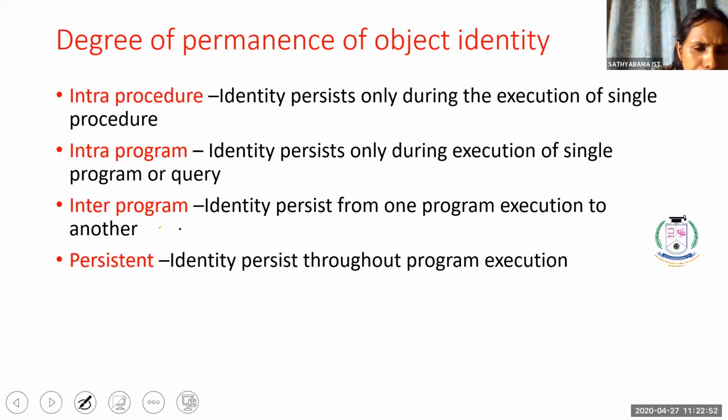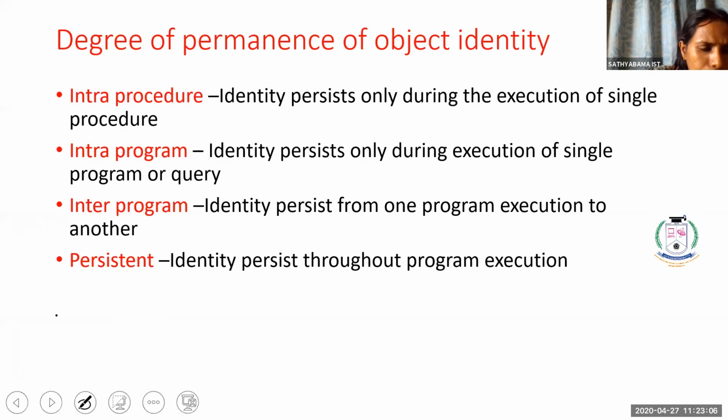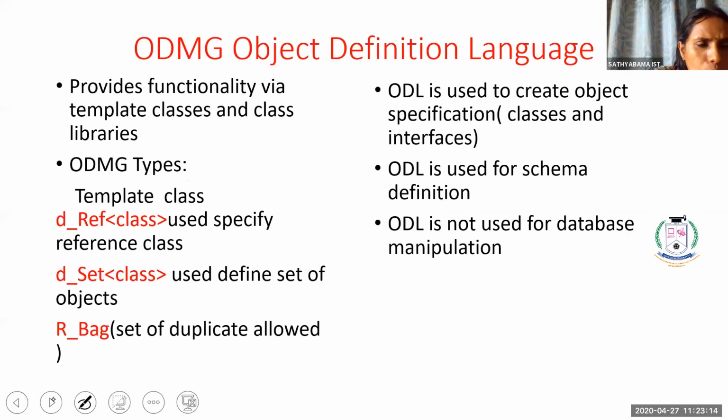And when you come to inter-program, the inter-program is nothing but that, other than that program, another program can also communicate with that particular object. Okay, so these are the nature of the existence of your object. You already know about all these things in your object-oriented programming concept itself.